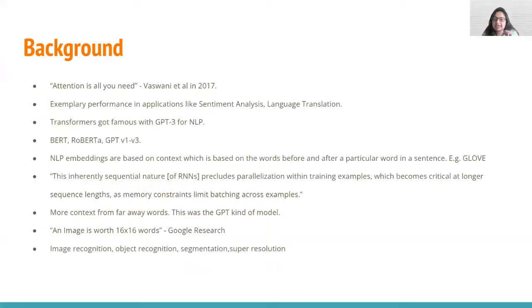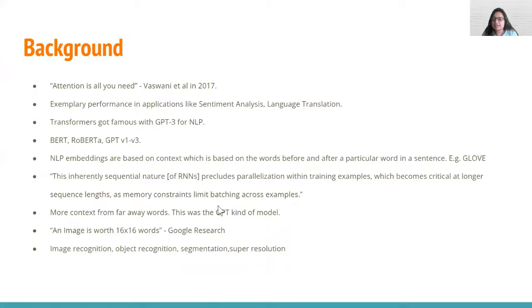Next, in 2020, this revolution got its tremors in the field of vision with a paper by Google Research called An Image Is Worth 16 by 16 Words. In short, it broke the image into 16 by 16 patches, and each patch is treated like a word. And guess how many CNNs are being used in this architecture? You'll be surprised: zero. It's just attention and fully connected networks.